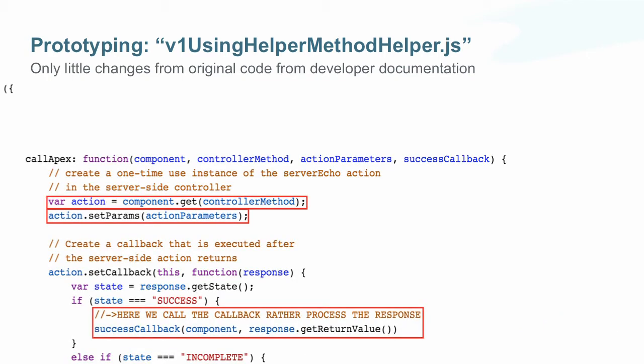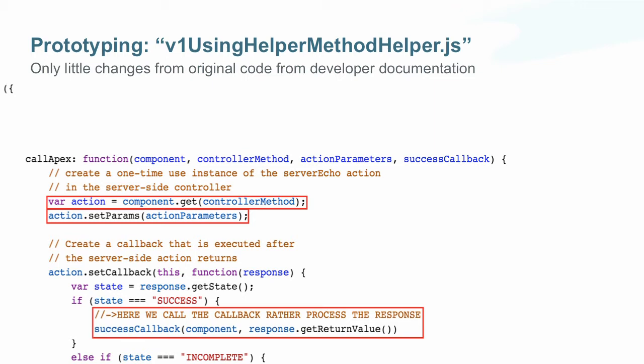So I named this method callApex as I showed you in the diagram, and then I just put in the code from the developer documentation, except these three parts which we marked before, which we have to take care of, the essentials, what could change here in the code. So I have instantiating my action, component get. I do not know the name of the method I'm invoking in Apex.